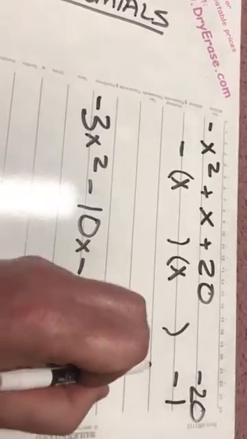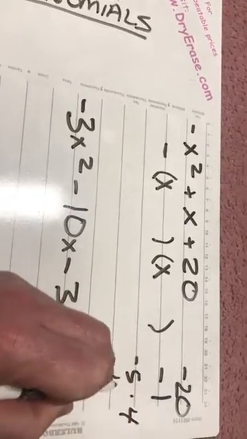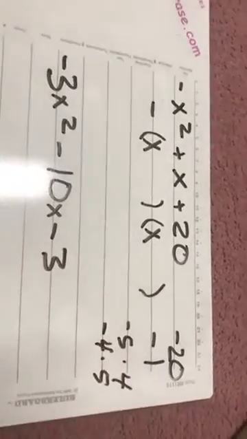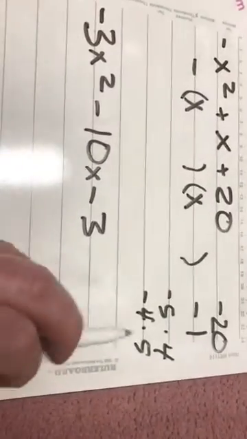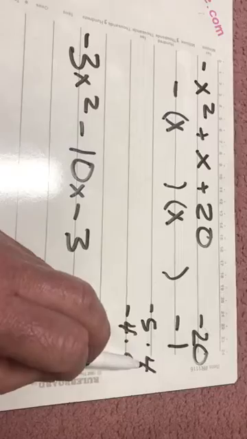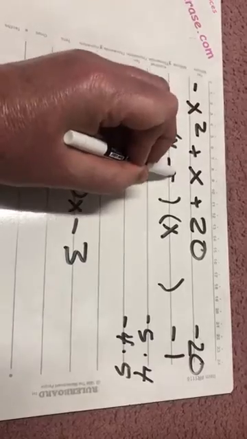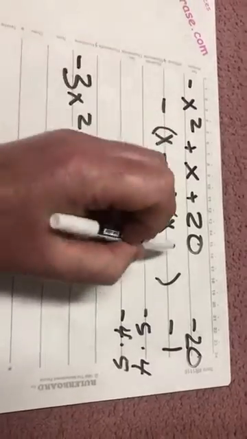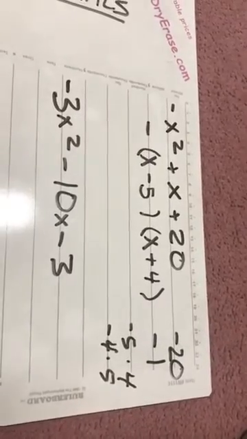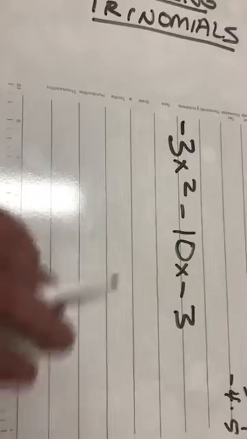The question is now, am I going to go negative 5 times 4 or am I going to go negative 4 times 5? That's the question now that I need to relate to. Well, when I add negative 5 plus 4, that gives me a negative 1. So I can be confident that the numbers that I want are minus 5 and plus 4. And I'm ready to move on to number 2, which is this one here.